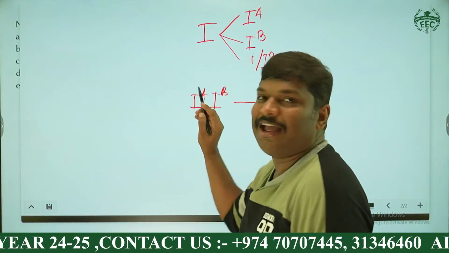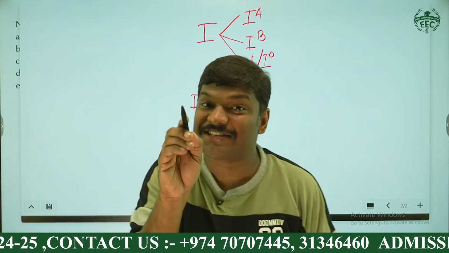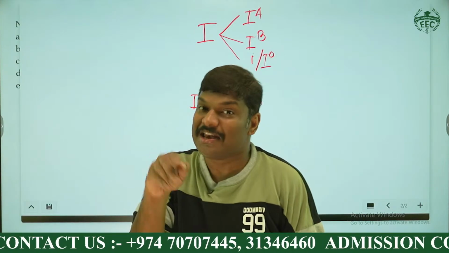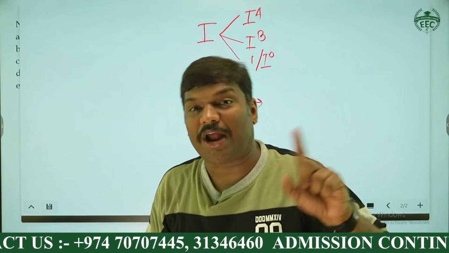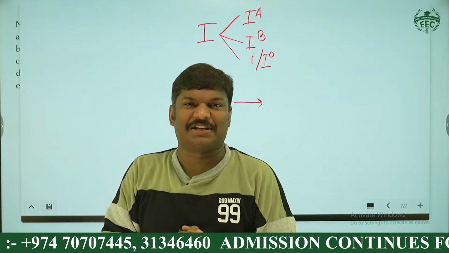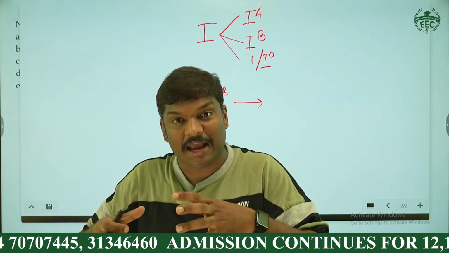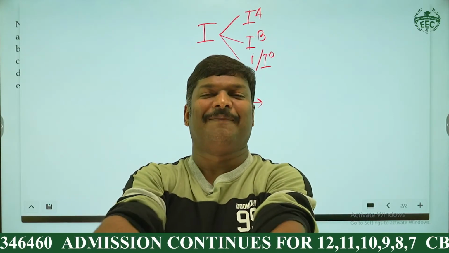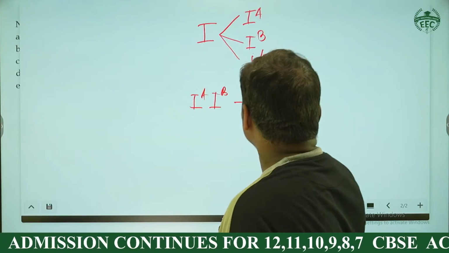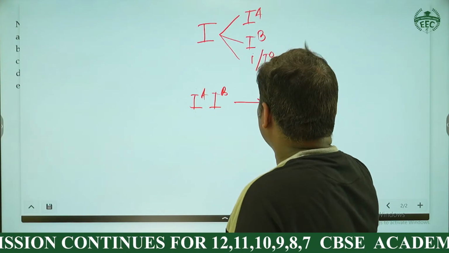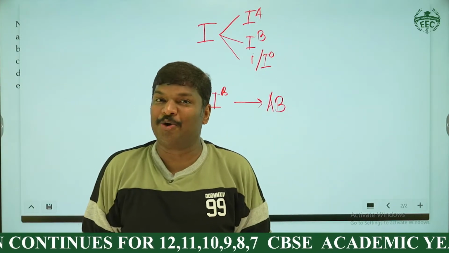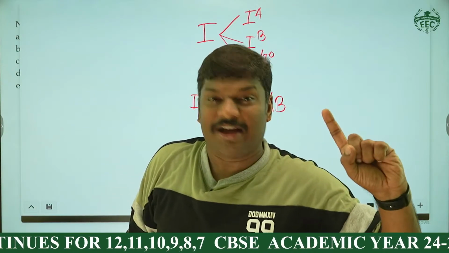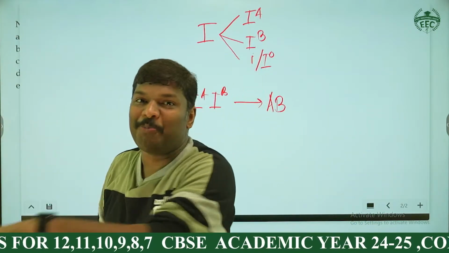Here, neither IA nor IB can dominate over each other. So that's what will happen. IA and IB are not dominating over each other, which means both are expressing together. That is why we have a blood group called AB blood group. Otherwise, we have either A group or B group or O group.